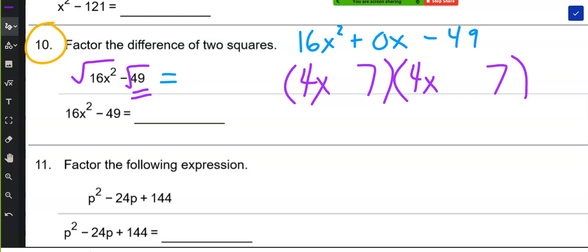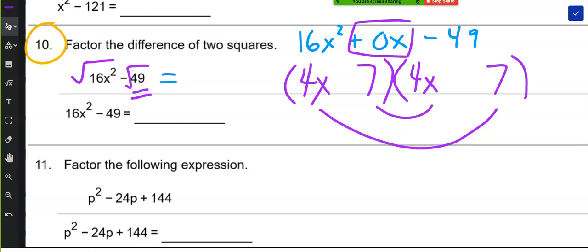7. Now, what signs would I want in there so that when you did the outsides and the insides, you ended up with 0x in the middle? What signs would I want? Both positive, both negative, or one of each? You would want one of each. That would create positive 28x and negative 28x. And it doesn't matter whether you put the plus in the first one and the minus in the second one or reverse that. This is your answer for that question.